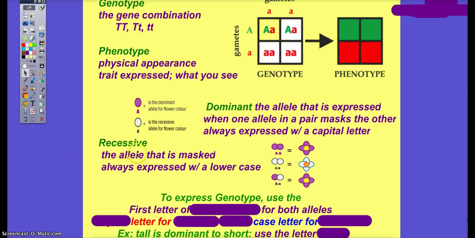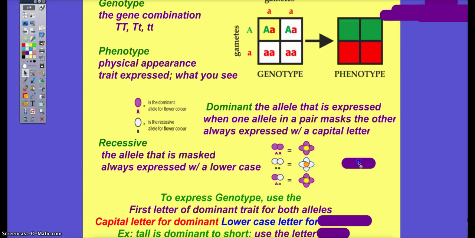To express genotypes, what do we use again? Alleles, which are always expressed with letters. We're going to use the first letter of the dominant trait to represent the alleles, okay? So, for example, if we're going to talk about the trait for height, and tall is dominant to short, what alleles are we going to use? T. Capital T for dominant, and little t for recessive.